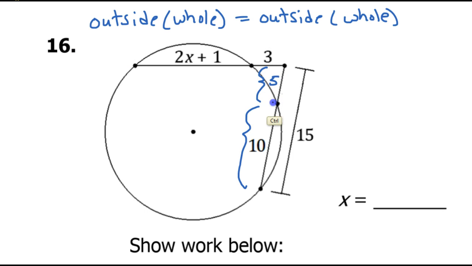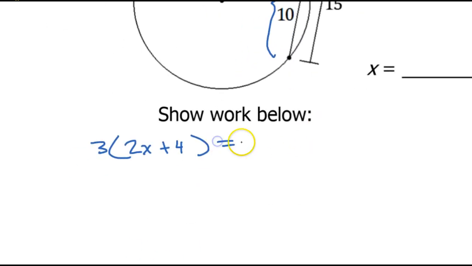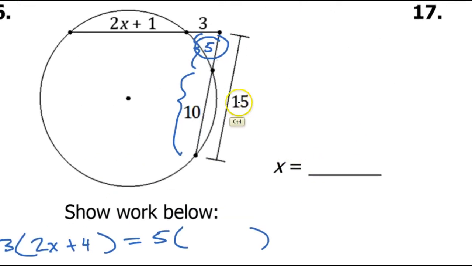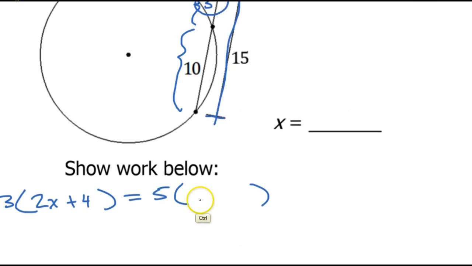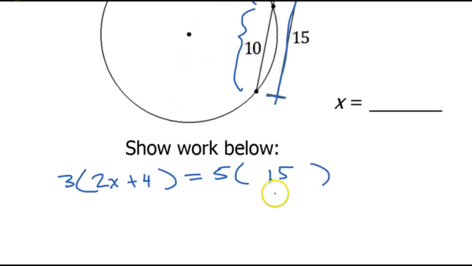So this must be 5 for a total of 15. So great, now I can say that the outer portion is 5. So I will say equals 5. And then the whole thing is simply 15. I'm not doing 15 plus anything. 15 is the whole thing. You can tell by this bracket that stretches from one end all the way to the other. So I simply put 15.